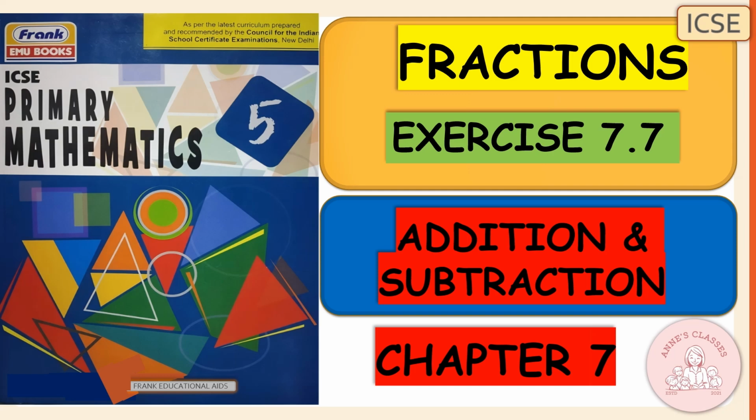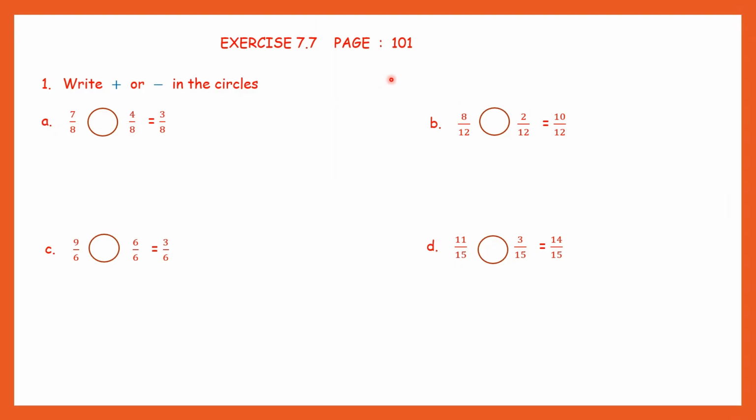Let's do fractions. Exercise 7.7, addition and subtraction of fractions. Chapter 7. This is on page number 101. Question 1 says, write the sign plus or minus in the circles. So we have 4 questions here. We have to read the questions carefully and see which operation we are doing. Are we doing addition or are we doing subtraction to get these answers?